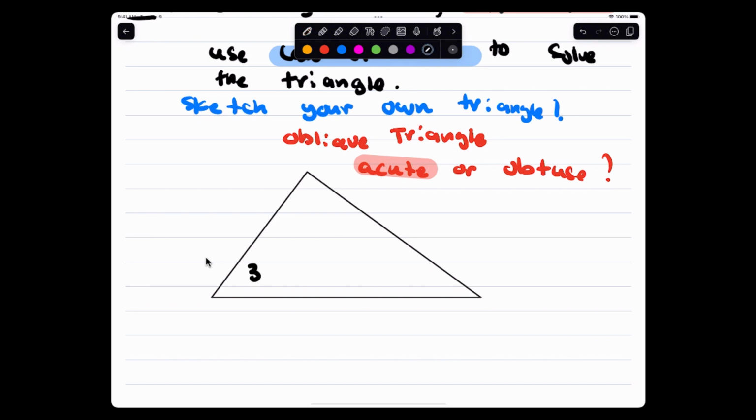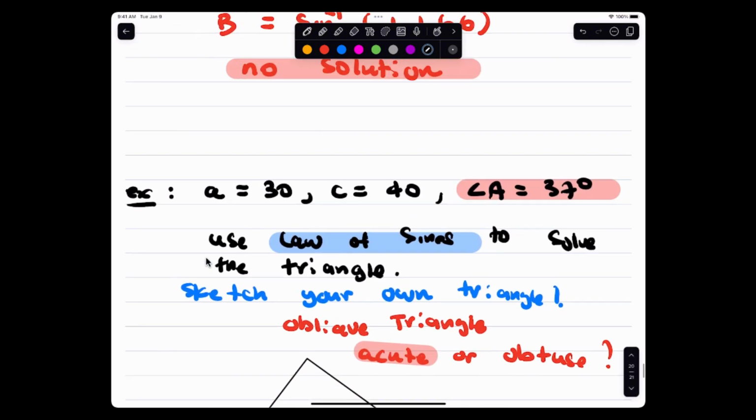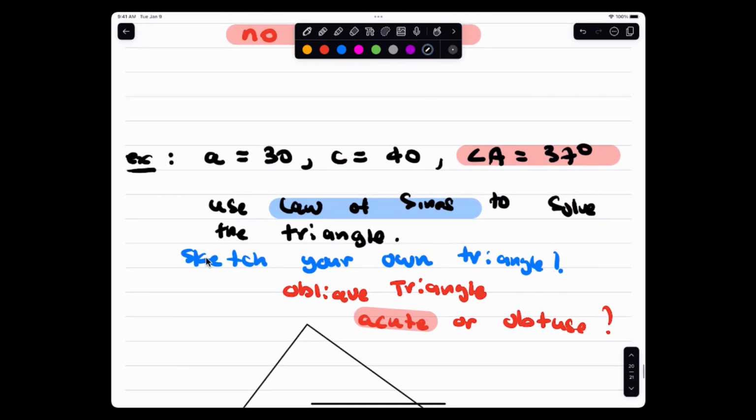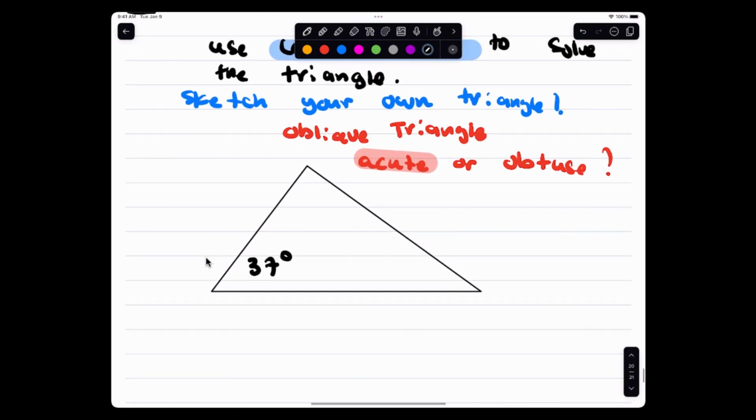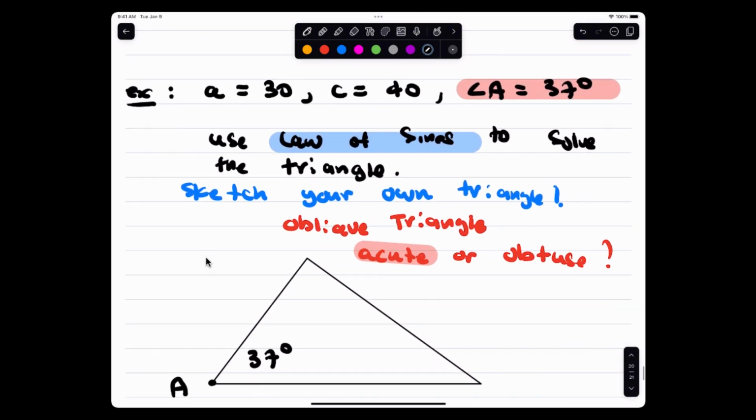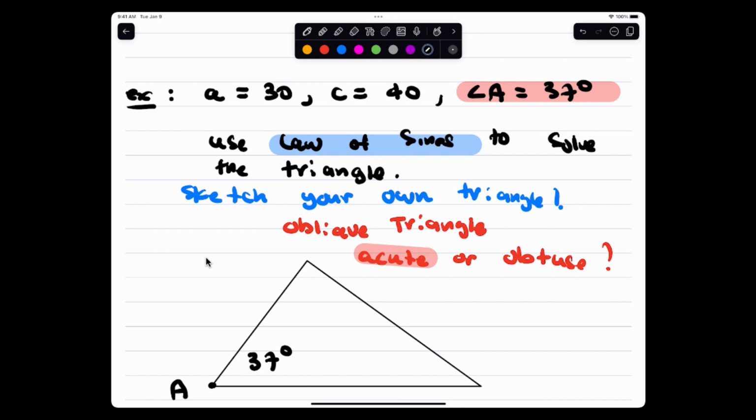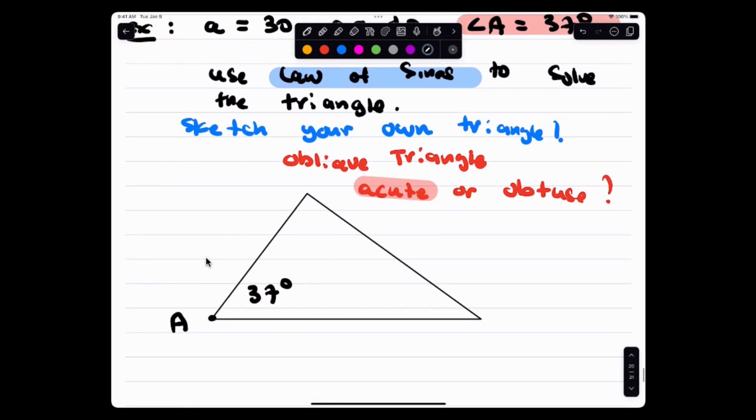Anywhere. I might put it here, 37 degrees. Okay? And they're calling that angle A. Is that true? So I'm going to name this vertex what? A. So if you have to sketch it yourself because they gave you words, then what do you guys do? Sketch it yourself.